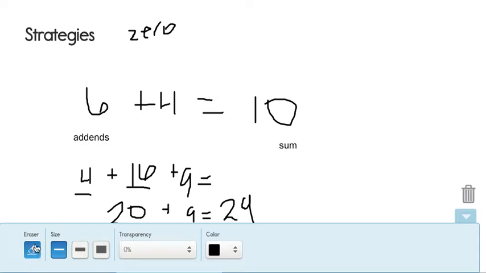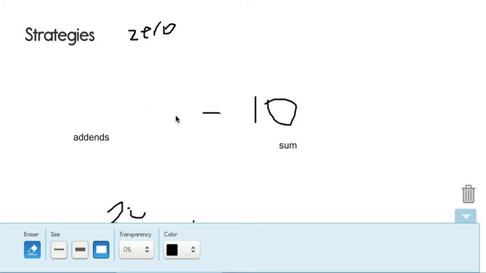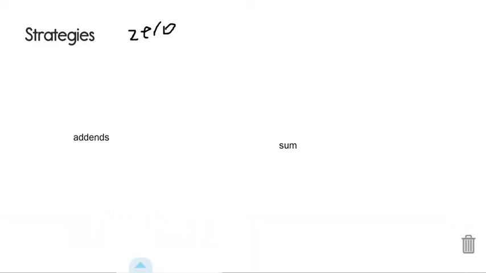Now, I don't always have to use 3 add-ins. Like I said, we can have 4, we can have 5, we can have 6, but every time the only thing I want to look for is how to make it easier.